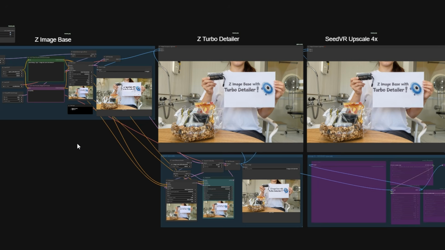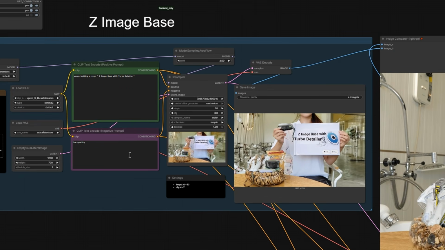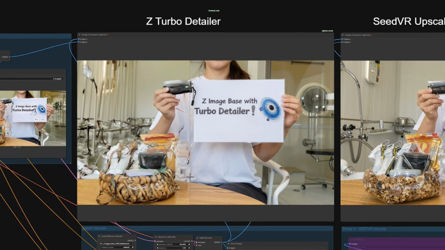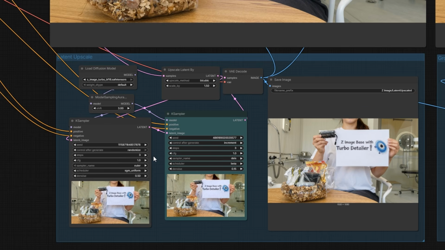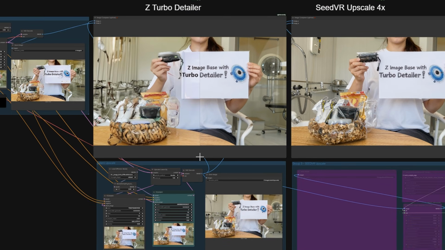So this workflow creates a normal 20-step base image. Then it upscales and adds detail using the Z Image Turbo model in the latent space. Notice there is no decoded image used for resizing. Finally, SeedVR Upscale is used for native resolution upscaling.